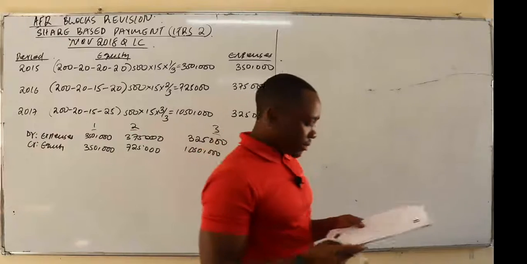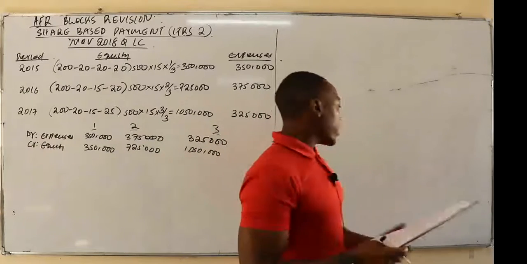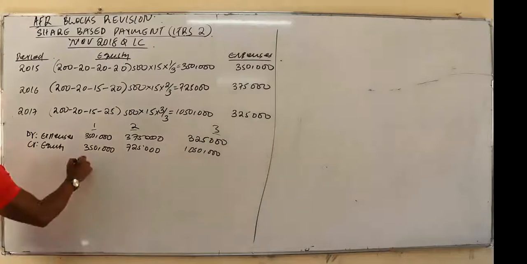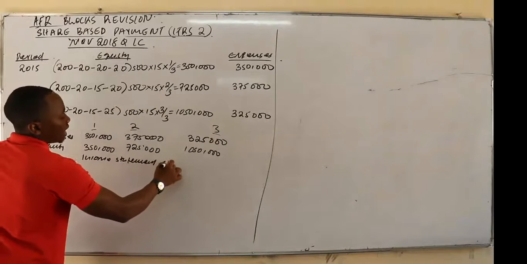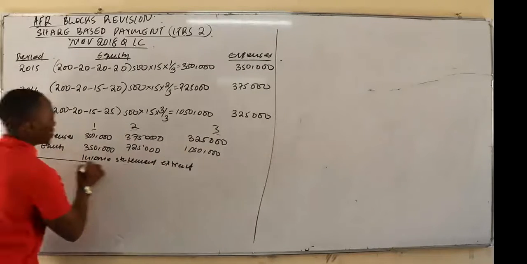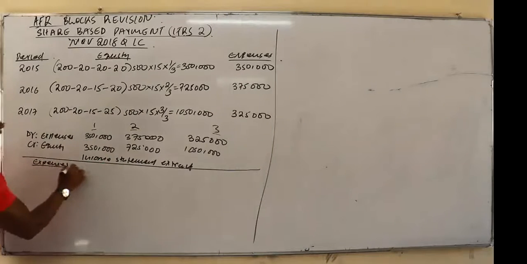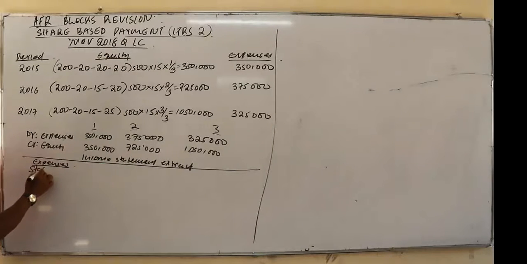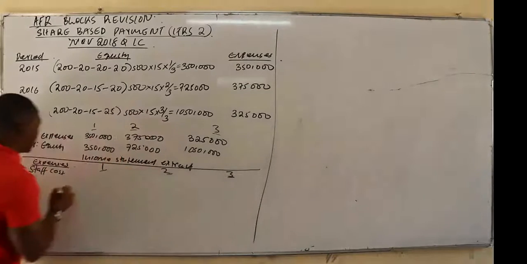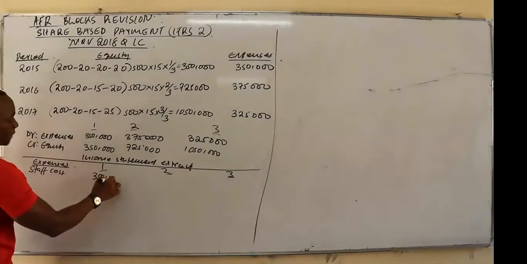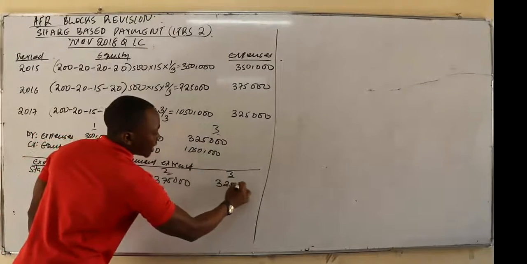Can you go to the required? The required, they wanted an extract from the financial statement. So let's come up with the income statement extract. In the income statement extract, you just go under other expenses. Under other expenses, we have the staff cost. The first year, the second year, the third year. They will take 350, 375, 325. It's just an extract.